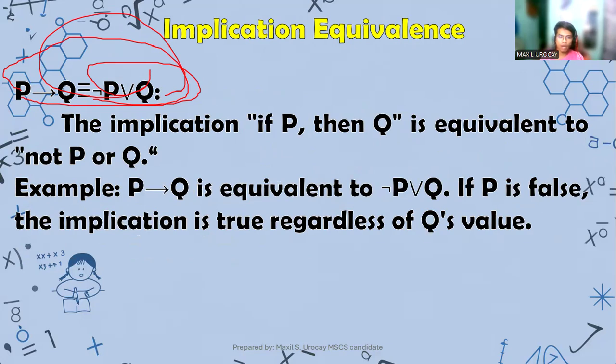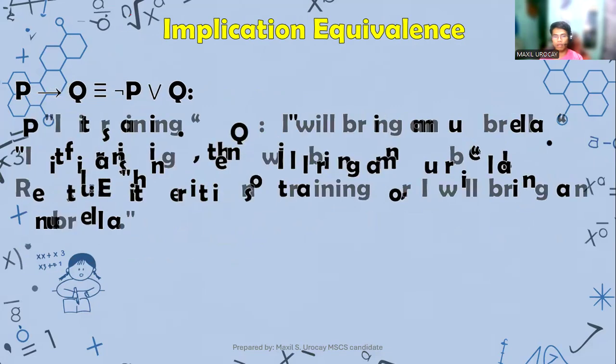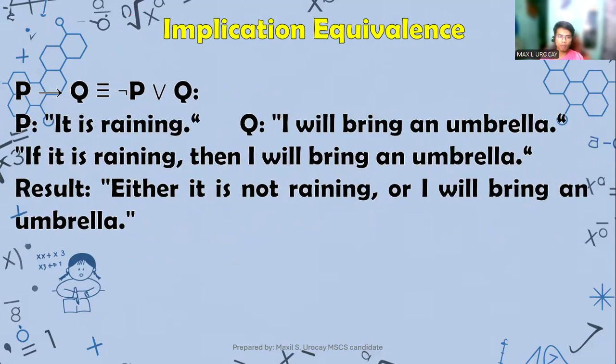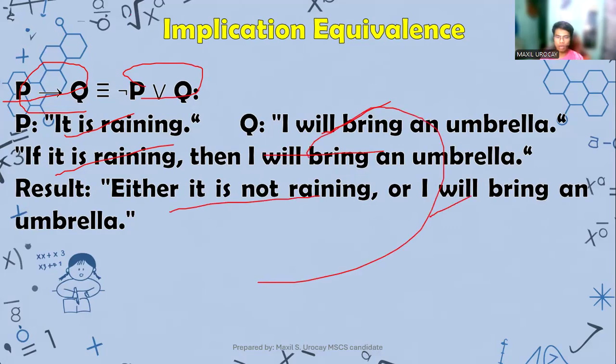So the implication if P then Q is equivalent to not P or Q. If P is false, the implication is true regardless of Q's value. We'll prove that later. For example, if it is raining, then I will bring an umbrella, is equated to: either it is not raining or I will bring an umbrella. So they are actually the same, and that's the beginning of understanding it.